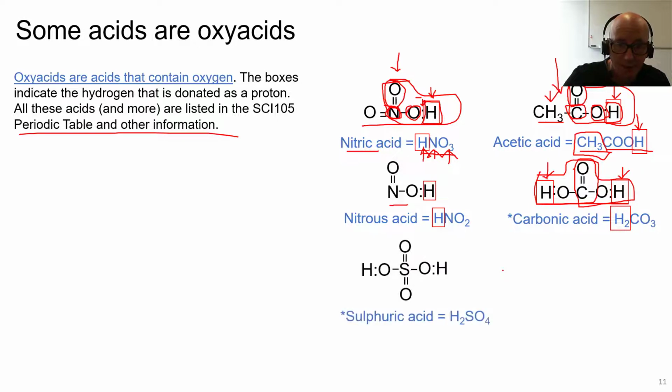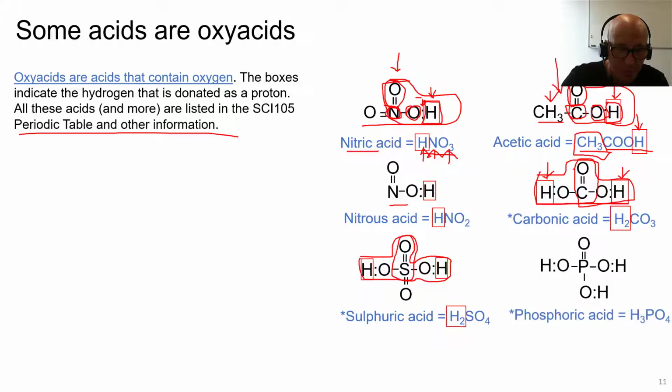Here's another one. Here's sulfuric acid. Now, what have we got here? Look, there it is. In this case, it's not a carbon or a nitrogen, it's a sulfur, but we've got that similar arrangement there and that similar arrangement there. So sulfuric acid is actually a polyprotic acid as well.